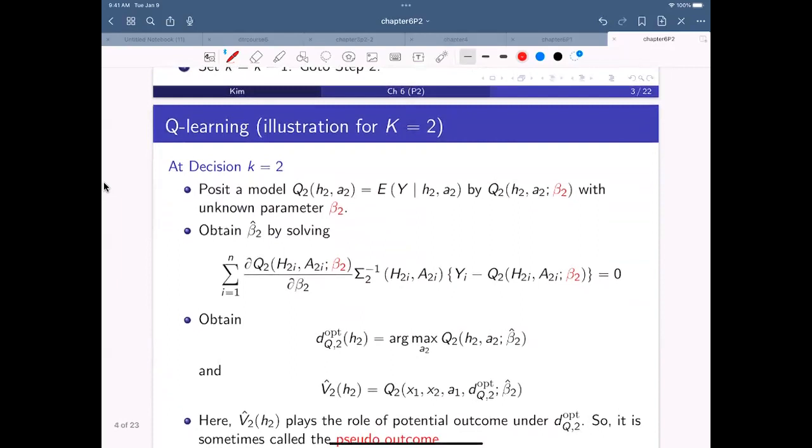So that means for K equal 2 at decision 2, we just use the model for Y given X and A, I mean history and A. And now this is just a kind of regression model, and beta is the regression parameter. Beta 2 is a regression parameter, for example.